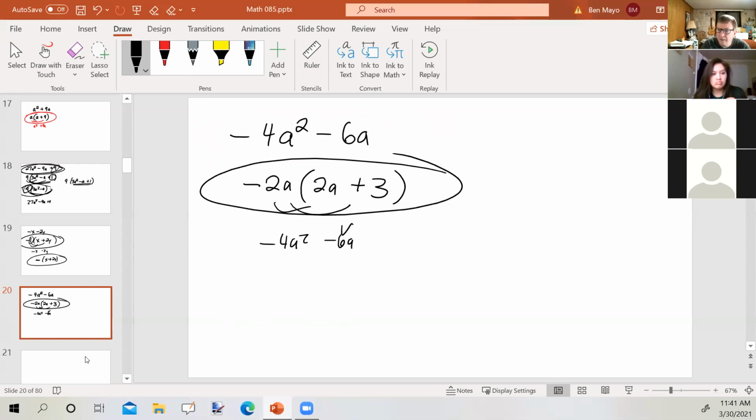Where we're headed in this chapter, typically we want our leading coefficient to be positive. So if it's negative, we tend to factor that negative out so that what we have left has a positive leading coefficient, but more on that later.